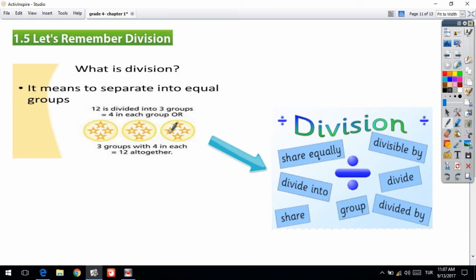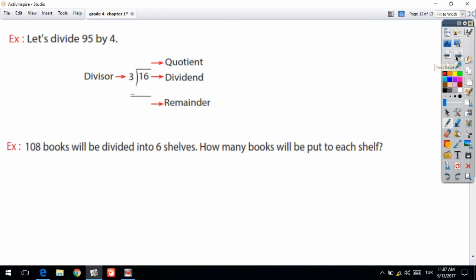We have also keywords for division. Share equally, divide into, share, group, divided by, divide, divisible by. These words, don't forget please, show you division operation. Okay, now let's look at the question.